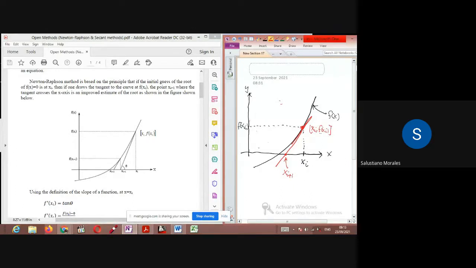Then for the next iteration, we're going to consider again our new xi to be the latest value of xi plus 1. We're going to follow the variables written in our lecture. So we have a point here, that is xi plus 1, f of xi plus 1. Then we're going to draw again a line that is tangent to that point.